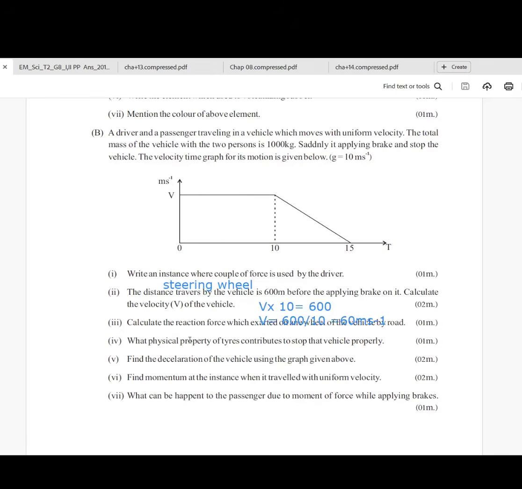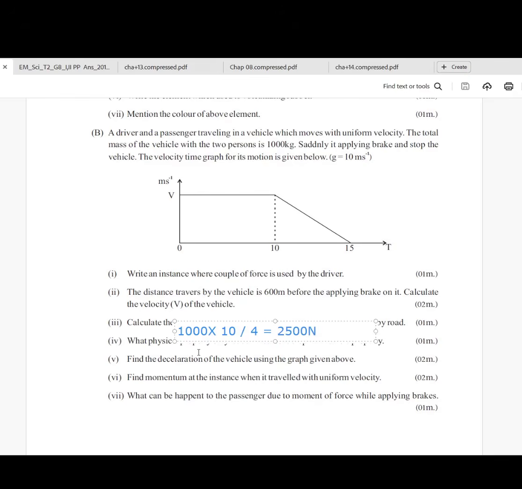Calculate the reaction force exerted on one wheel of the vehicle by the road. Here you have to take the force applied by the vehicle on the road. It's 1000 multiplied by 10, the weight. Then you have to divide it by 4. Then the answer should be 2500 Newton. What physical property of the tires contributes to stopping the vehicle properly? That is friction.